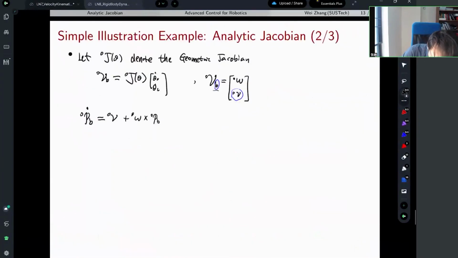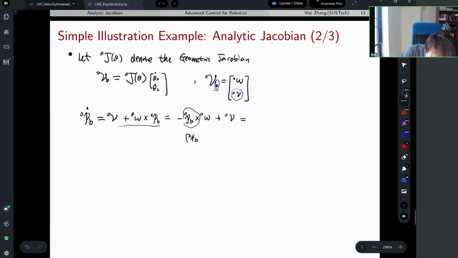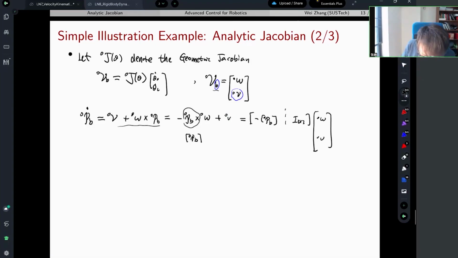That's my relation. And if I want to write it as a function of twist, you know A cross B equals negative B cross A. So that will be equal to negative P_B0 cross omega 0 plus v 0. If I want to write it in matrix form, this guy is P_B skew symmetric. So it's negative P_B0 skew symmetric, times the 3x3 identity matrix, times the omega 0, sorry, small omega. This is v of 0. Sometimes my notation is confusing, so this is a little v. Any questions?